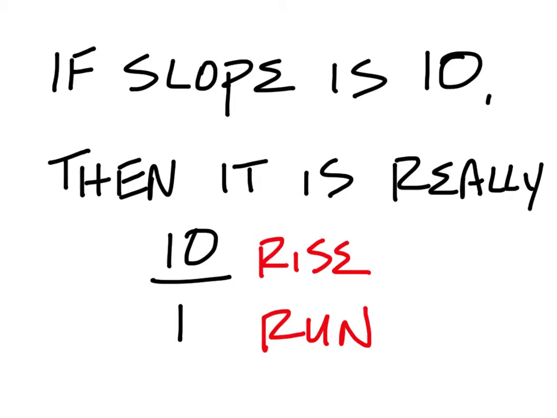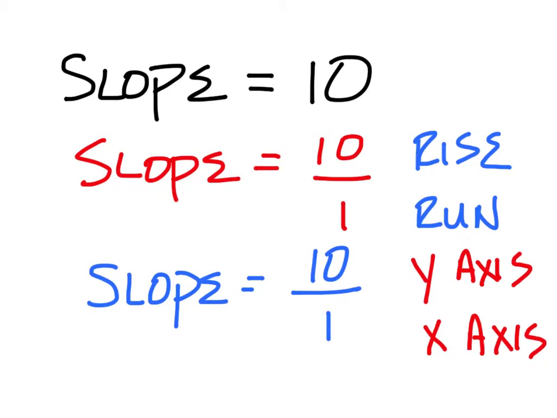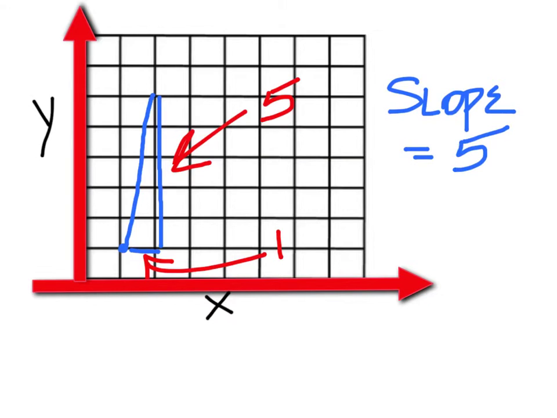If slope is 10, then it's really 10 over 1. Anytime you have an integer that is a slope, you have to put it over 1. So in that case, the rise is 10, and the run is just over to the right 1. So slope is 10. Here is the rise over run, and don't forget the 10 would be on the y-axis, and the 1 would be the x-axis. And here's another visualization. There's a slope of 5. It has a run this way of 1 and a rise of 5.